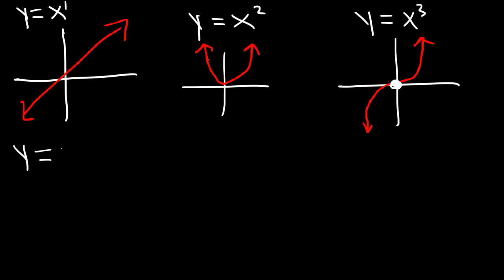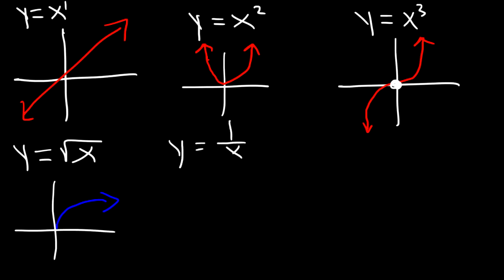The next one you need to know is the square root of x, which has a shape that looks like that. And then there's 1 over x, which is an odd function.